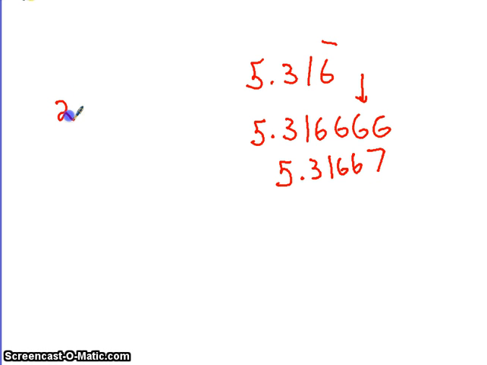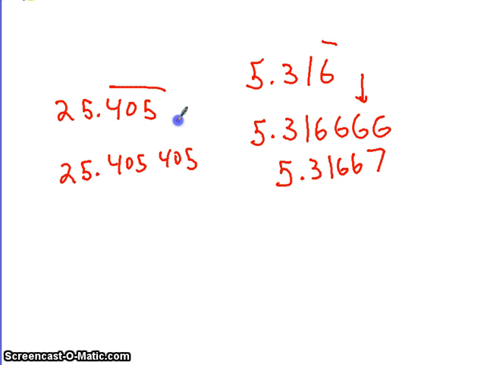Okay, now again, 5 decimal places. So 25.405. I'm going to add 405 again. My 5th decimal place is right here, with 5 or more after it. So it's 25.40541, because that 5 makes it go up. We do some other stuff with that.